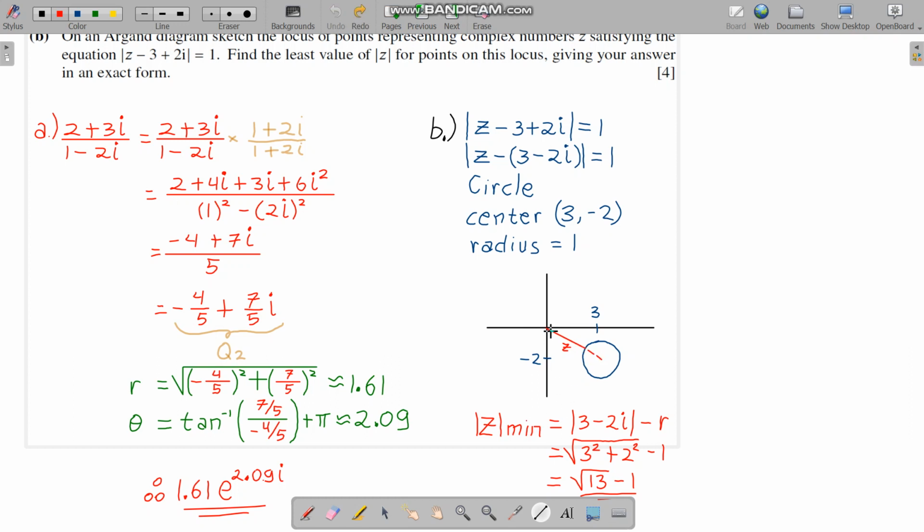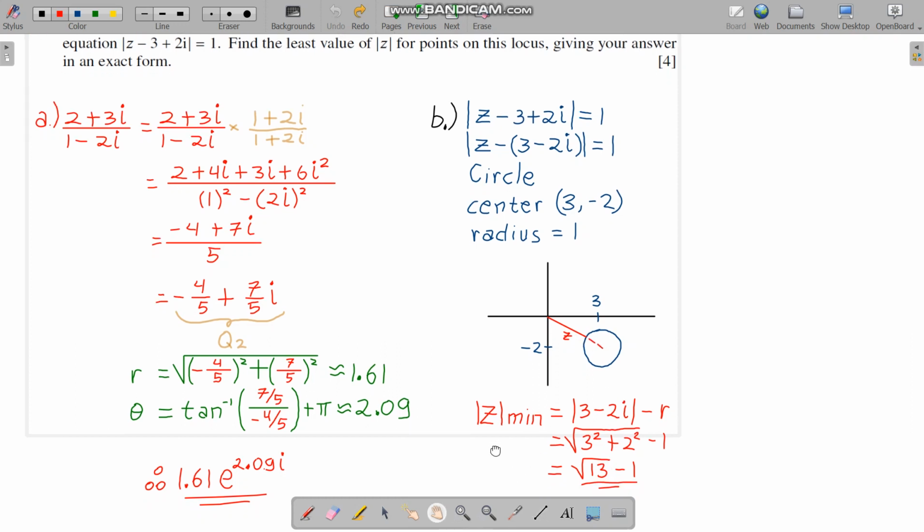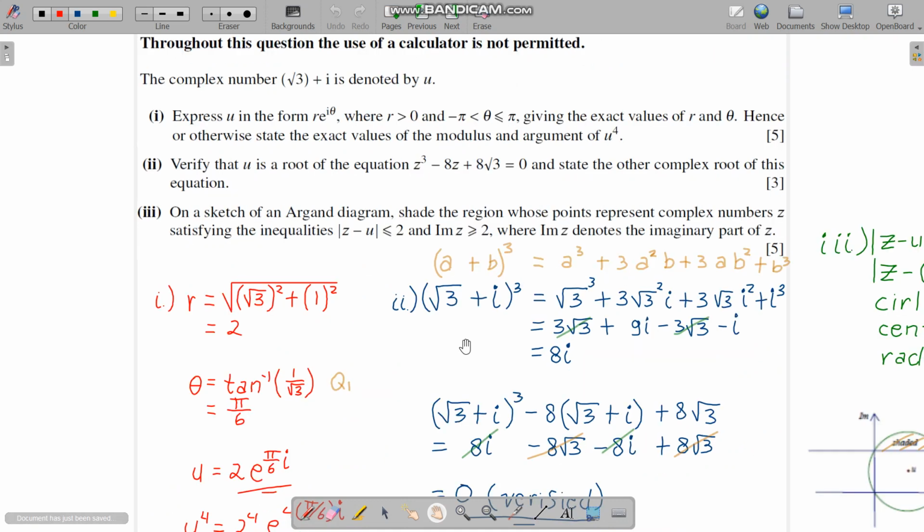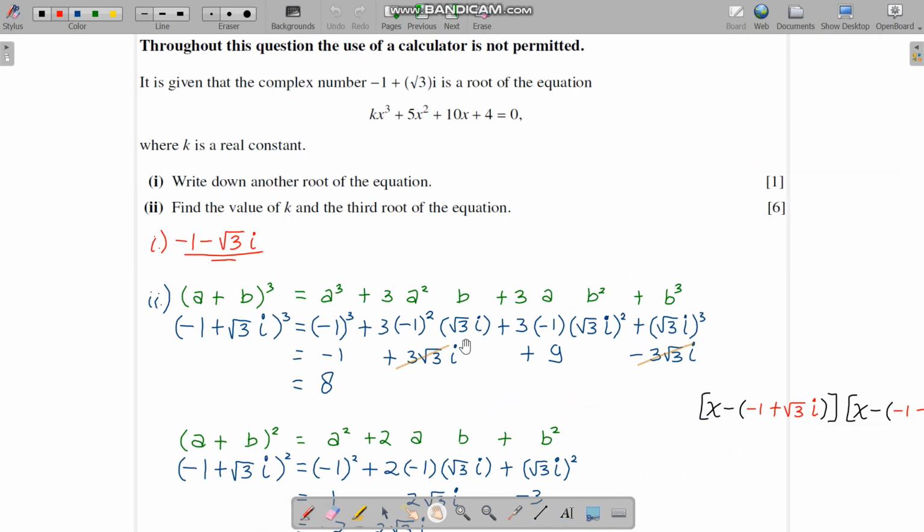So to find this length from origin to this point on the circle, we need to find the length to the center here. So the center is (3, -2). You can find the hypotenuse, you get root 13 minus 1 because the radius is 1. And next, this is similar. Let's just skip this. And let's try this one.